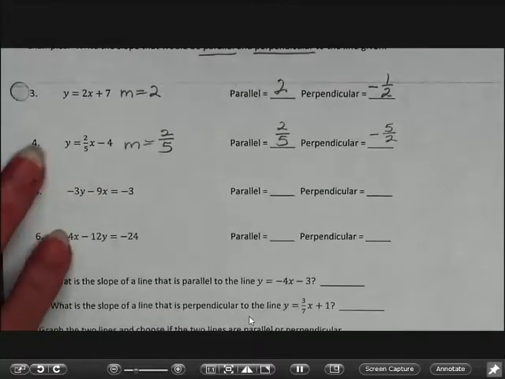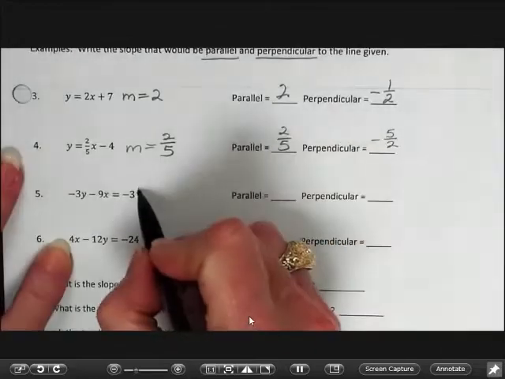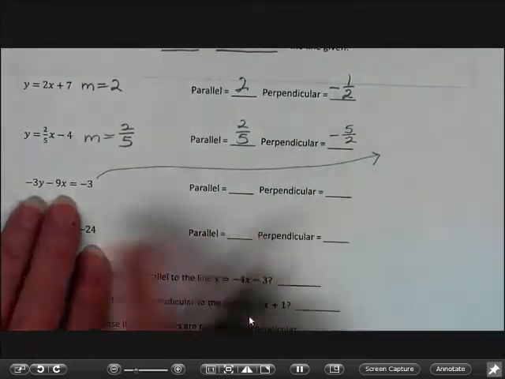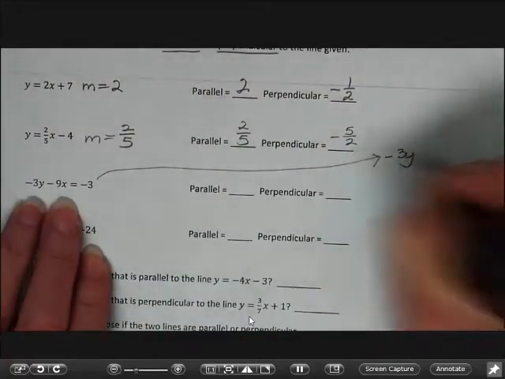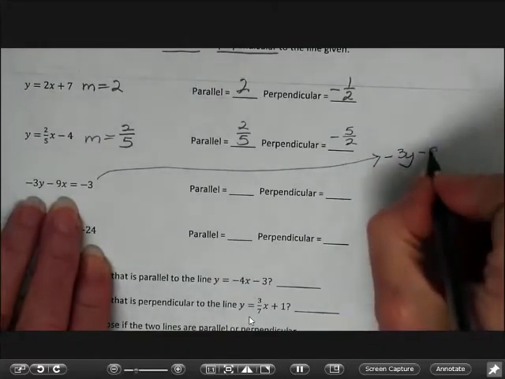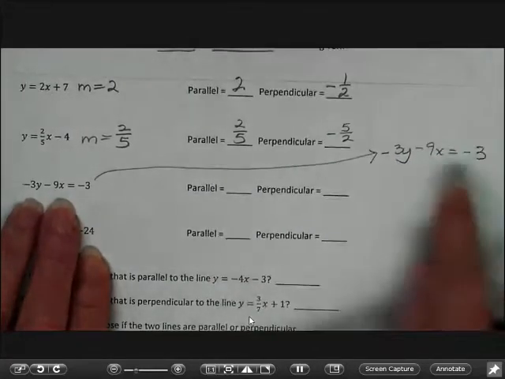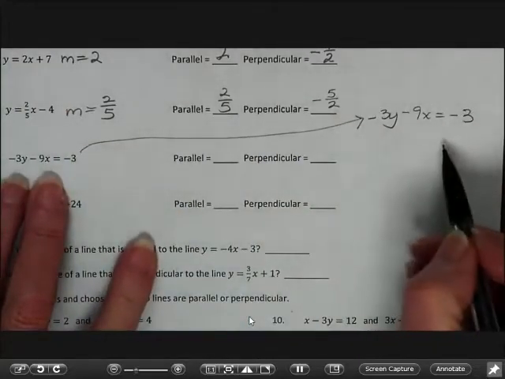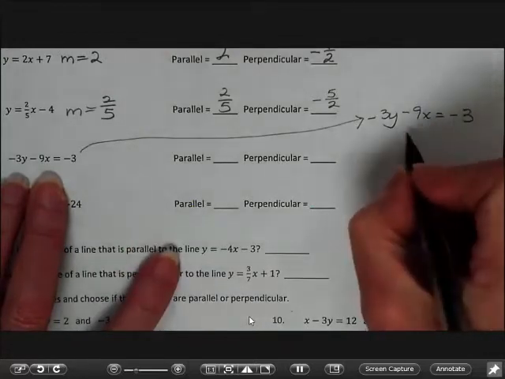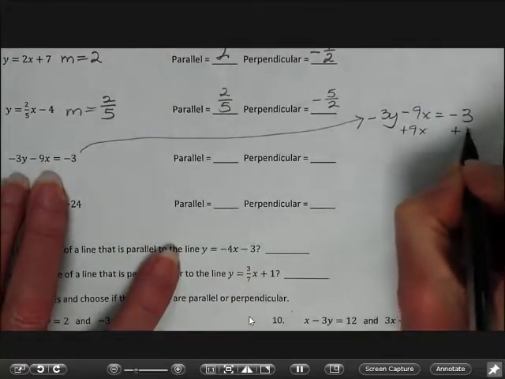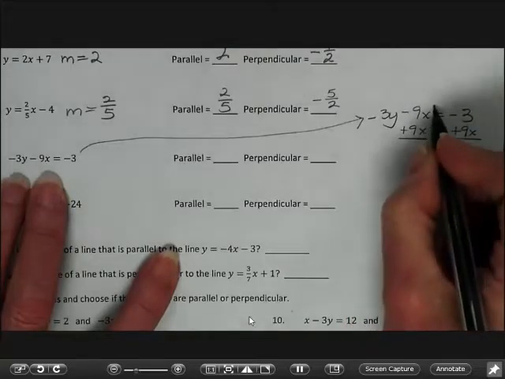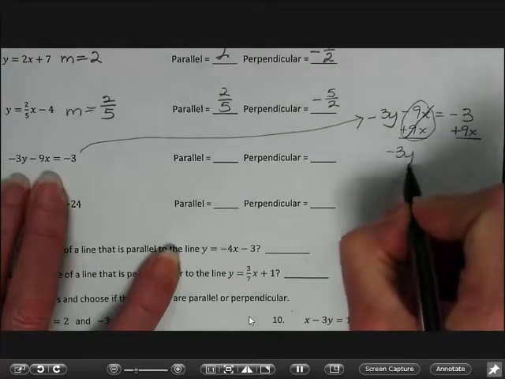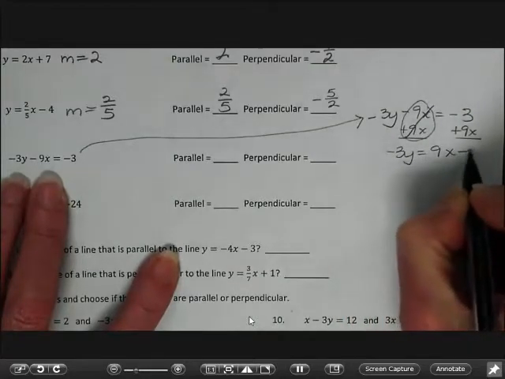Now 5 and 6, of course, are not worked out for us. I'm actually going to do it over here because I have more room over here. So I'm going to transfer this one. And what we're going to do is convert this into our slope-intercept form. So what's the first thing we need to do? Add 9x to both sides. That's exactly right. These cancel because they're a zero pair. And I get negative 3y equals 9x minus 3.